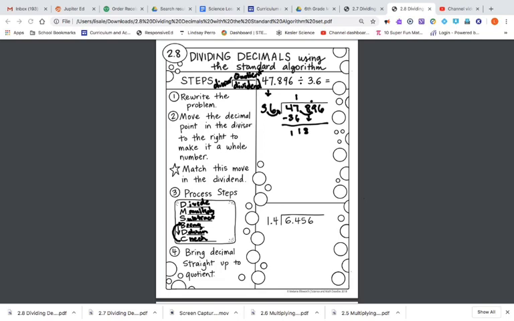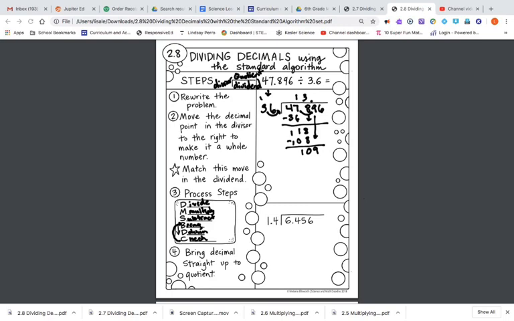Again, I want to know how many groups of 36 I can make out of it. And you kind of estimate, and I know I can make about 3 groups. So 3 times 6 is 18. Regroup my 1. 3 times 3 is 9 plus 1, which would be 10. So I subtract again. So now I have 10. Now I bring down the 9.